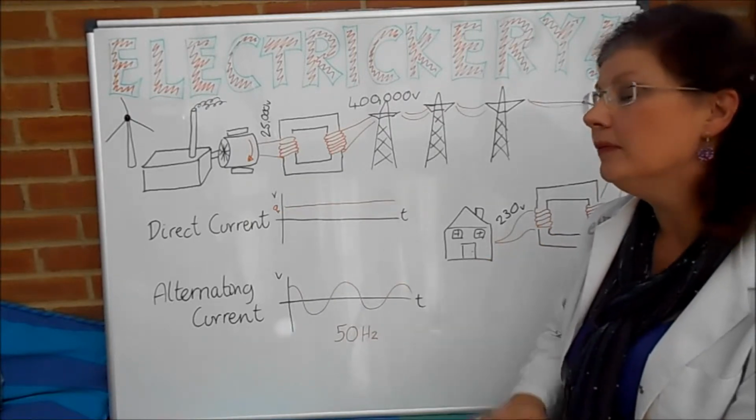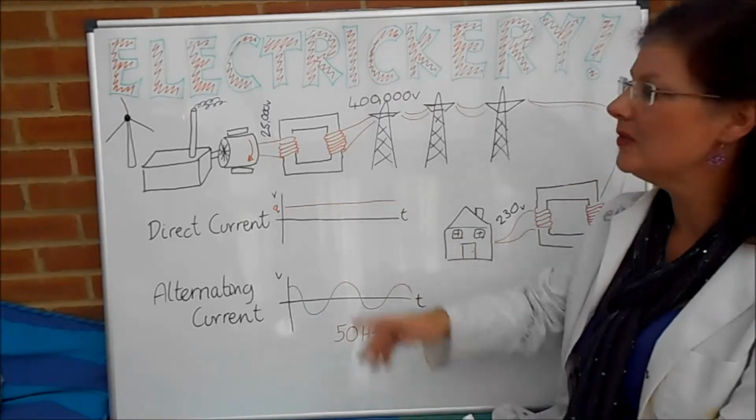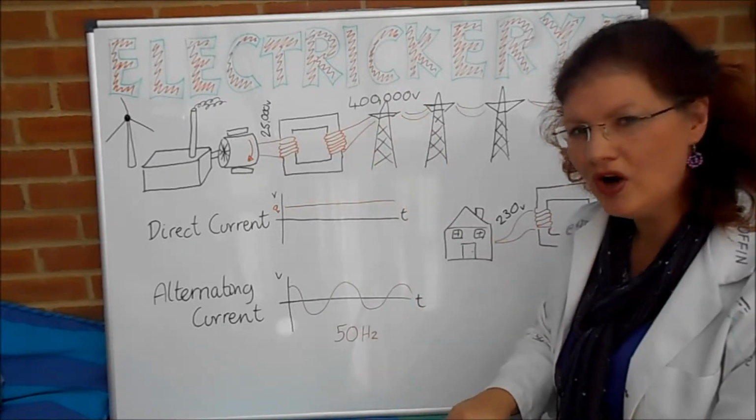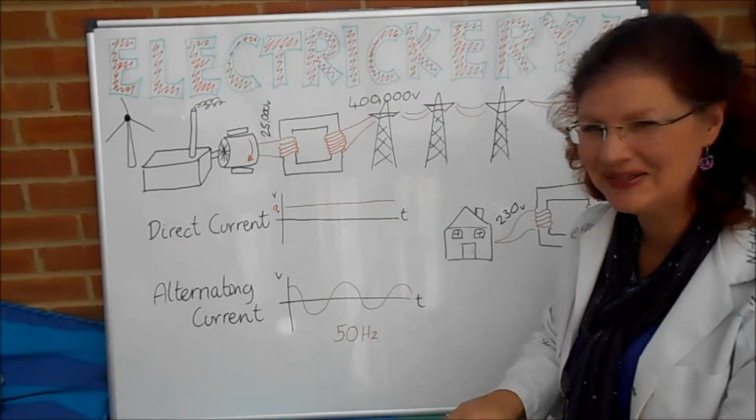Okay, so I'm going to wipe down this board, get rid of my beautiful drawing, and we're going to talk about why it's 400,000 volts in the pylons. I'll see you in a minute.